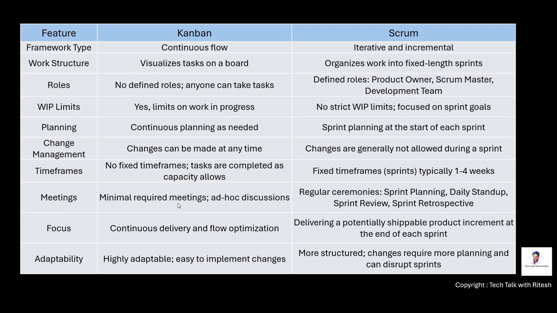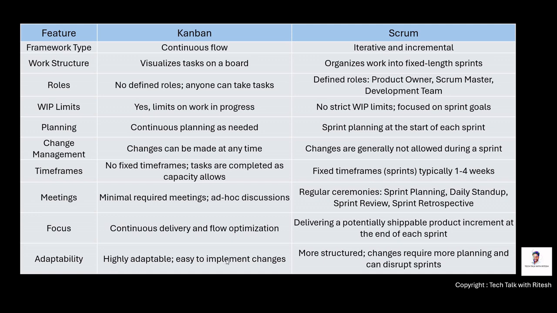Meetings: minimal required meetings, ad hoc discussions in Kanban, whereas in Scrum, regular ceremonies: sprint planning, daily stand-up, sprint reviews, sprint retrospective, all those ceremonies happen. Focus: continuous delivery and flow optimization is the focus of Kanban. Whereas for Scrum, it is delivering a potentially shippable product increment, and we call it PSP, at the end of each sprint. And PSP is nothing but that product which we are building in 1 to 4 weeks of time. That itself is a component which can work individually, right?